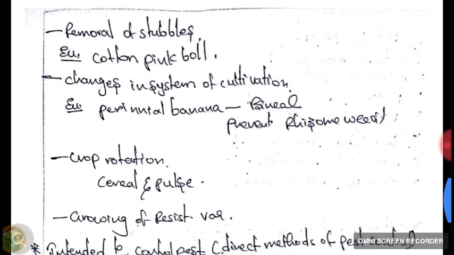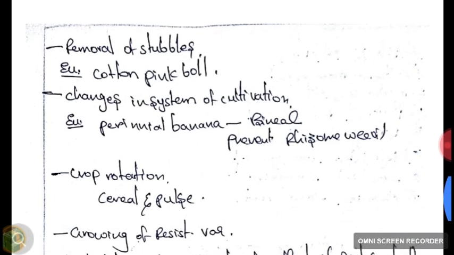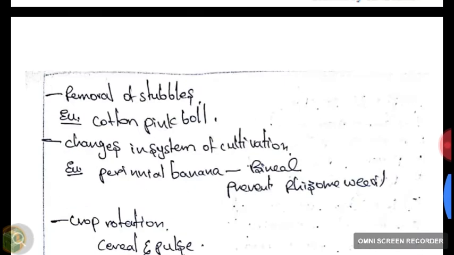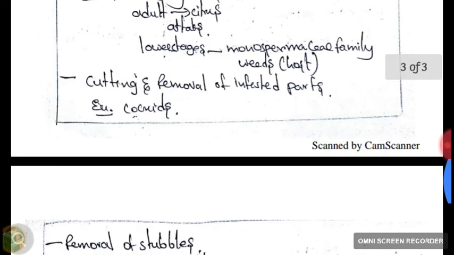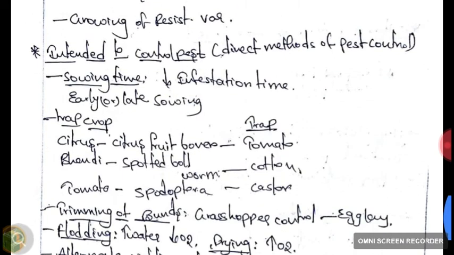Next one is crop rotation. Crop rotation is nothing but growing one crop in one year and another crop in another year. Crop rotation of cereals and pulses prevents several pest infestations. Growing of resistant varieties also suppresses the pest. So the non-intended to control pests, or indirect methods of pest control, are proper cultivation, clean cultivation, cutting and removal of infested parts, removal of stubbles, change in system of cultivation, crop rotation and growing of resistant varieties.